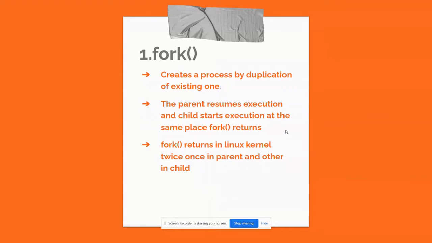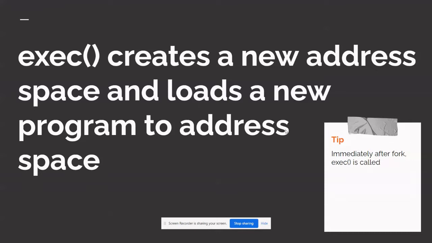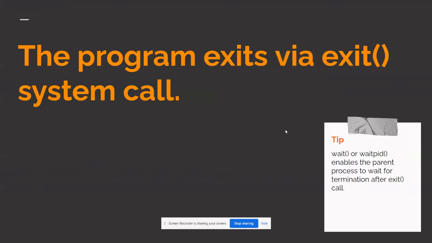Exec is the call which is used to create a new address space and load a new program into the address space. That means if, immediately after calling fork, you call exec, a new program will be loaded into the address space and it will start executing from that place. A new program is executed by the exec system call.